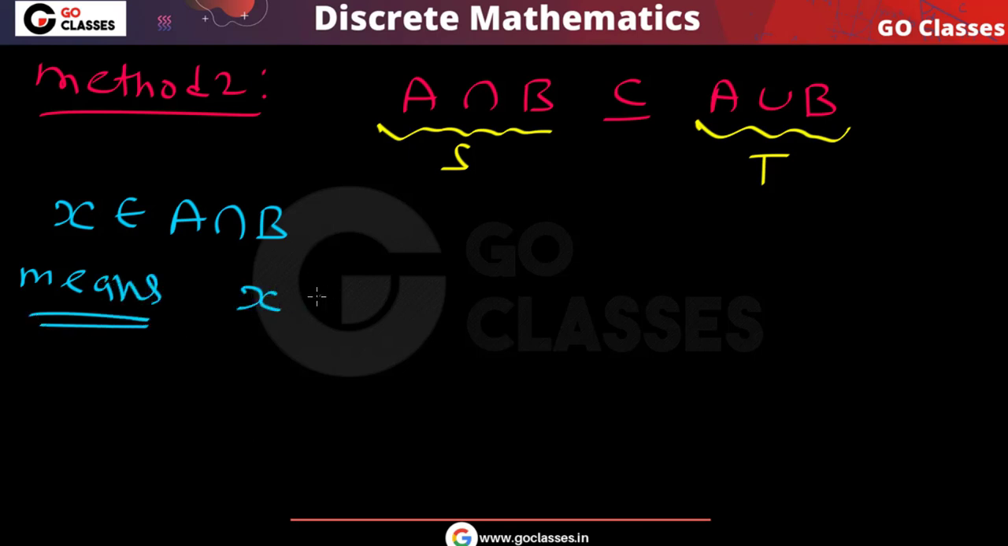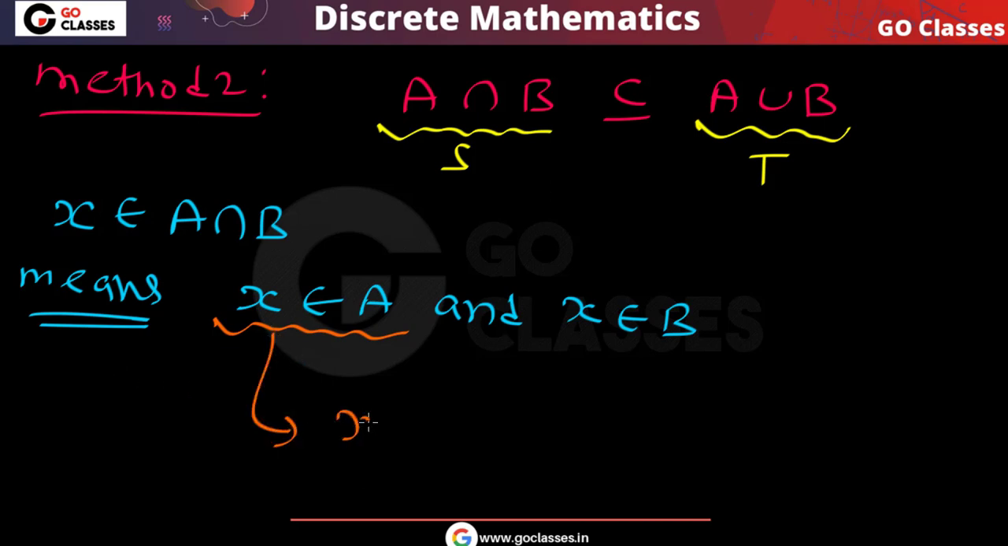This means that X is common in A comma B. So I can say X is in A and I can say that X is in B. Now you can notice X is in A. That itself is enough. X is in A and X is in B. So X is in A. That itself is enough to say that X is in A union B.